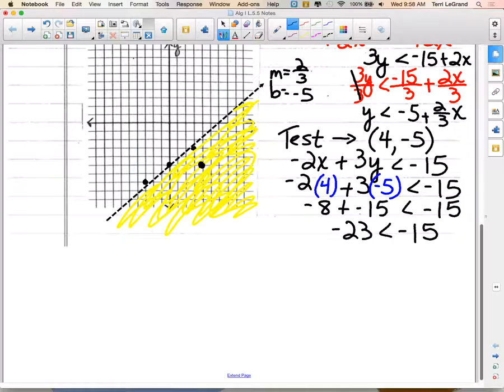Okay. So, is this a true statement or not? Now we decide true or false. Is negative 23 less than negative 15? True. That is true. So it checks out that we say, you know what? We believe we have a good shaded region. Questions?